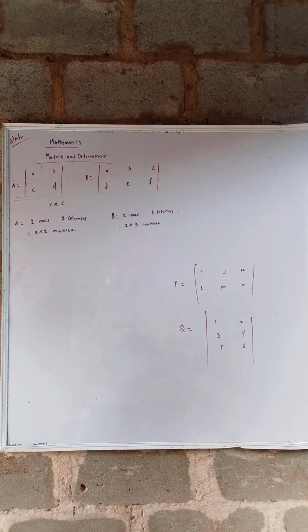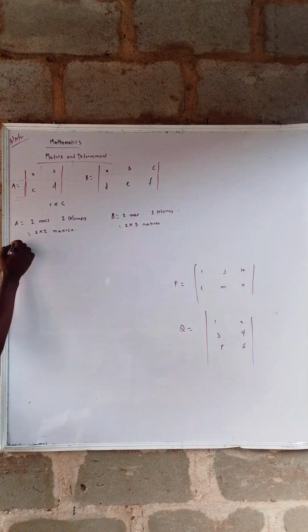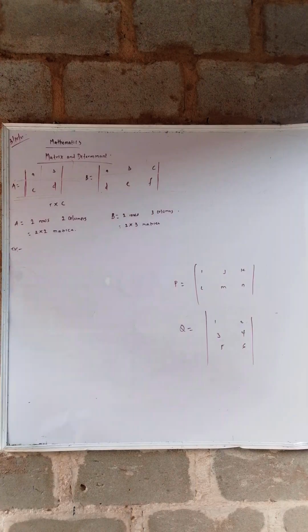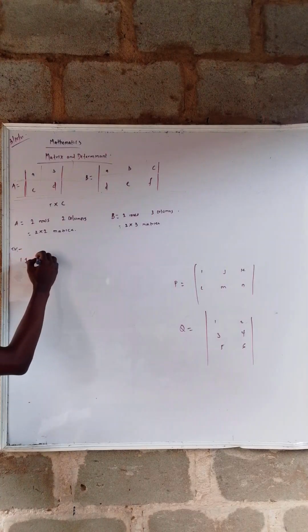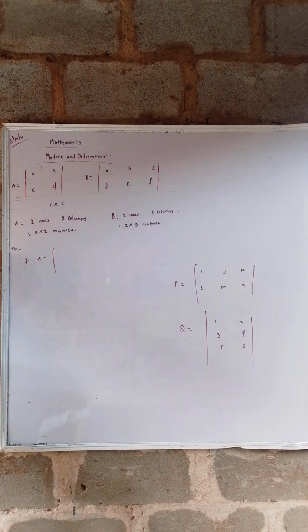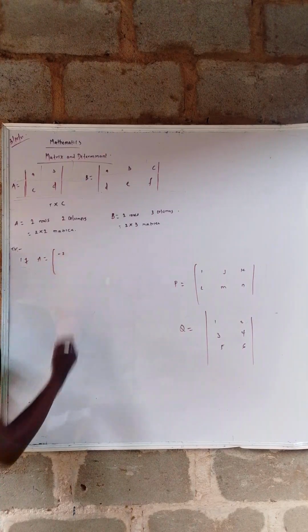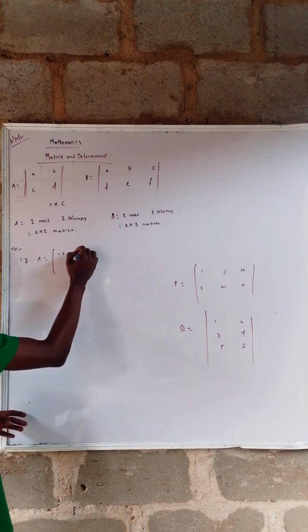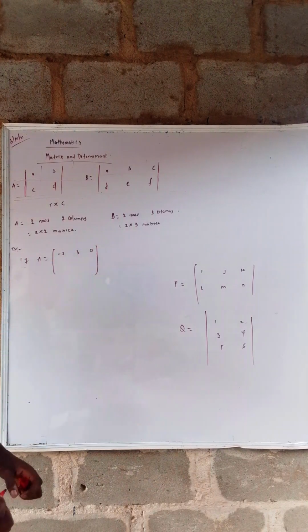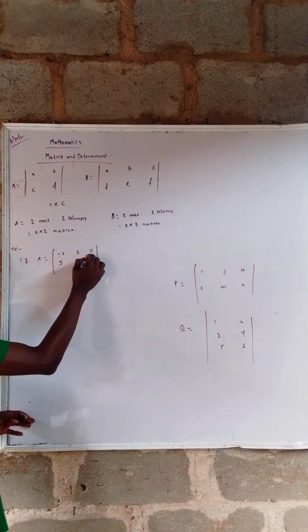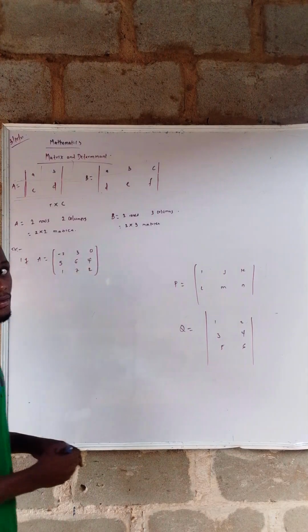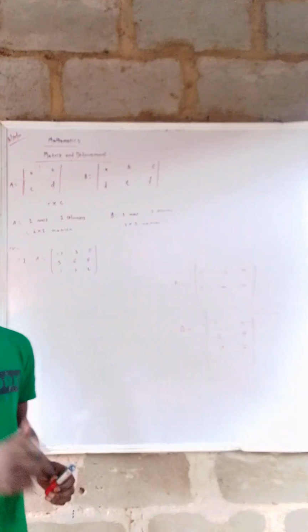Now, how do we know? Let us look at some examples. Now, if A is equal to -2, 3, 0, 5, 6, 4, 1, 7, 2. If we have our matrix like this, the first thing, I said rows by columns.